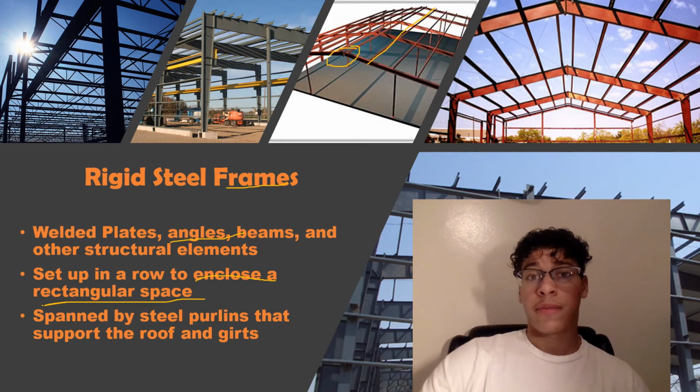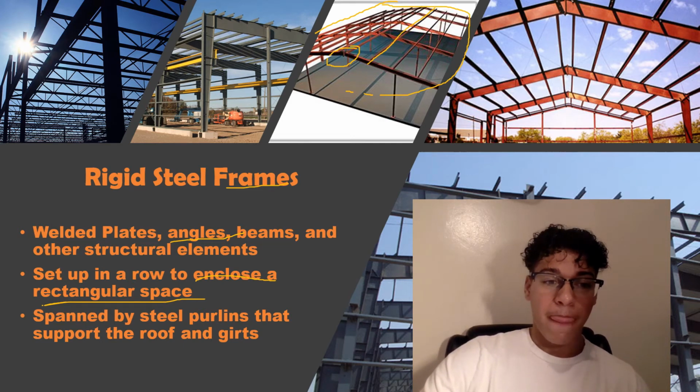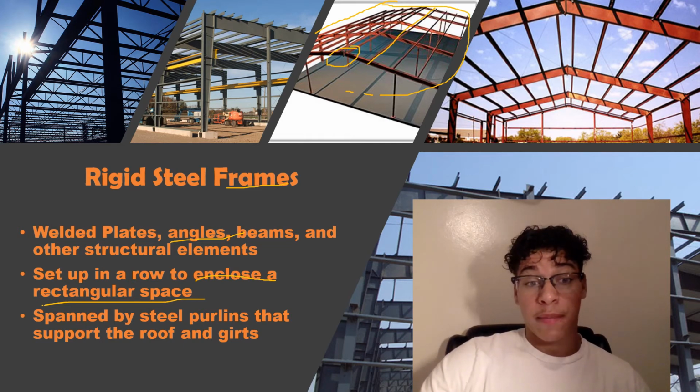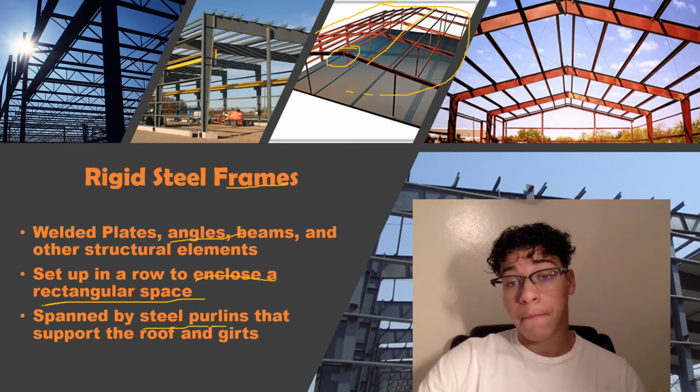These rigid steel frames are used to enclose these rectangular spaces in industrial buildings. As we can see over here, this will be the entire rectangular space. And they are spanned by steel purlins that support the roof and girts. And these steel purlins would be placed along the beams. And that's basically what rigid steel frames are.